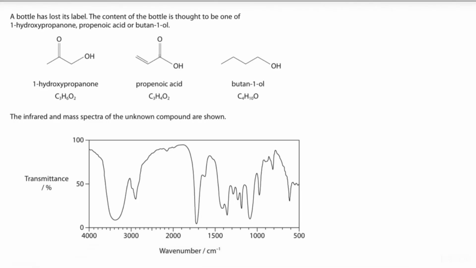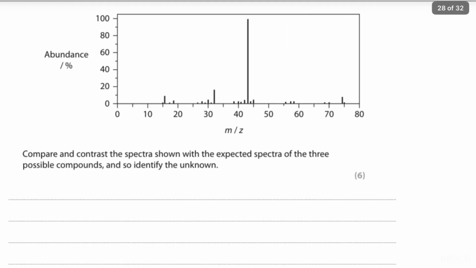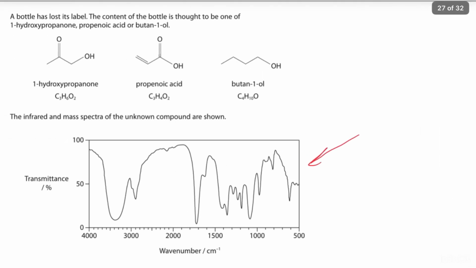Welcome everybody in part 2 of the IR spectroscopy. We're going to solve this question, but before we start, I just need you to pause the video and read the question carefully. As we can see, these possible products have the IR spectrum and the mass spectrum. So we're going to match which of these compounds will match these spectra.